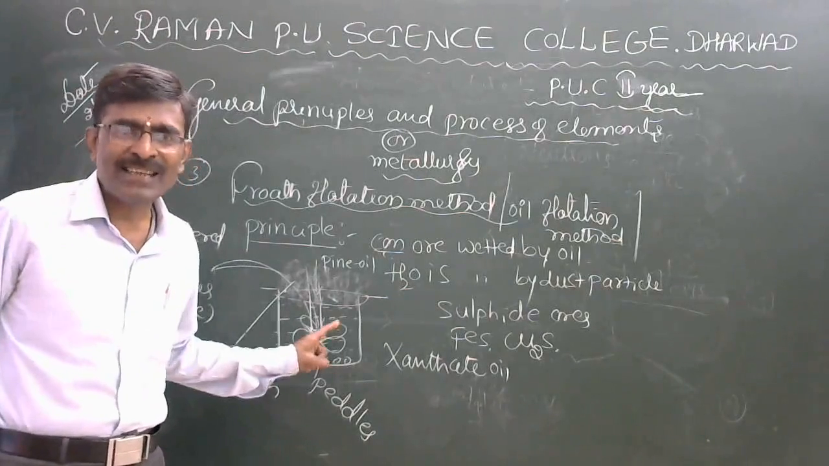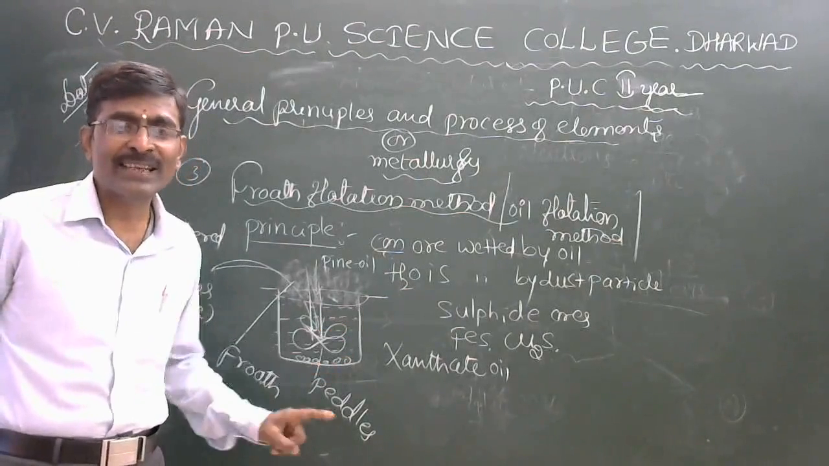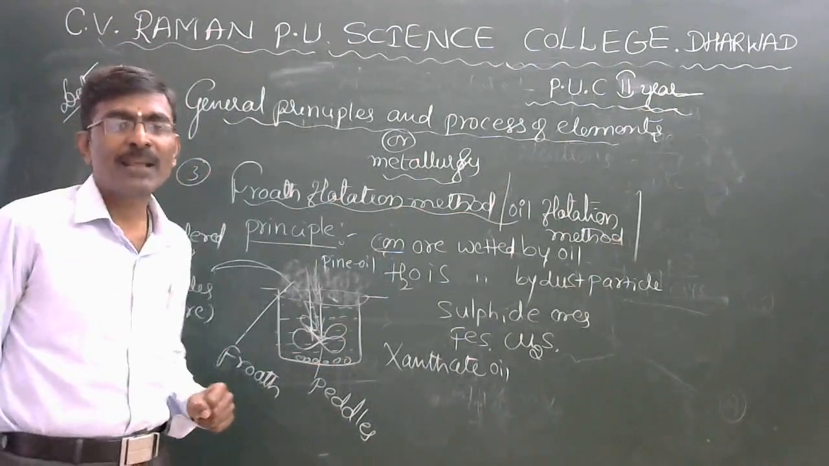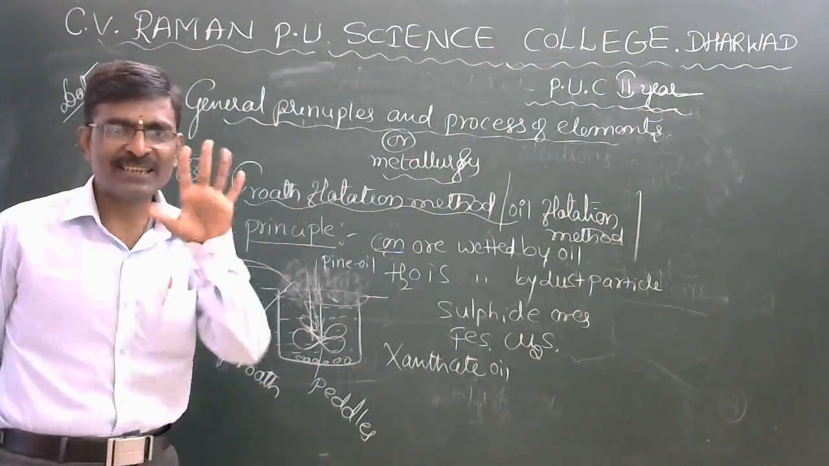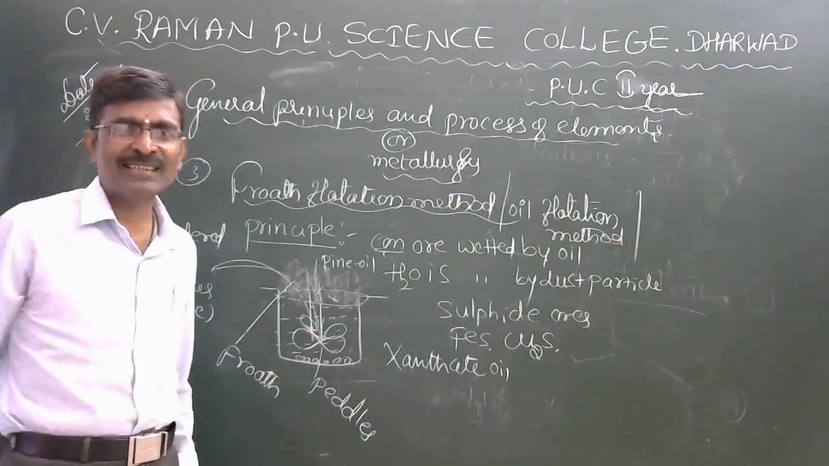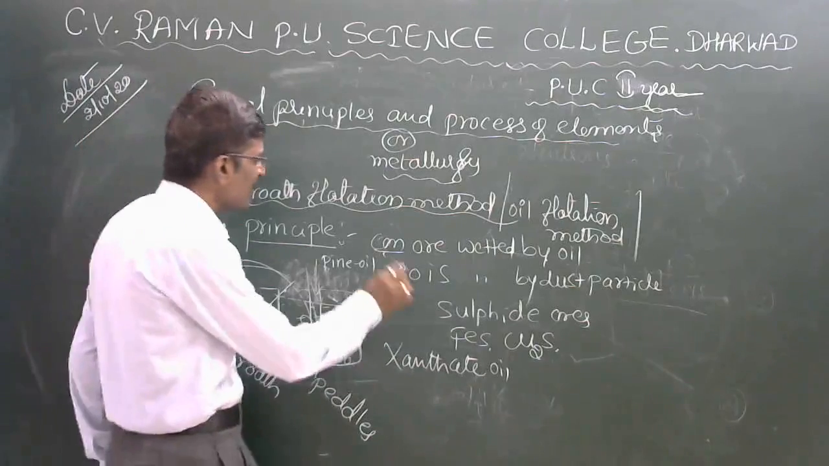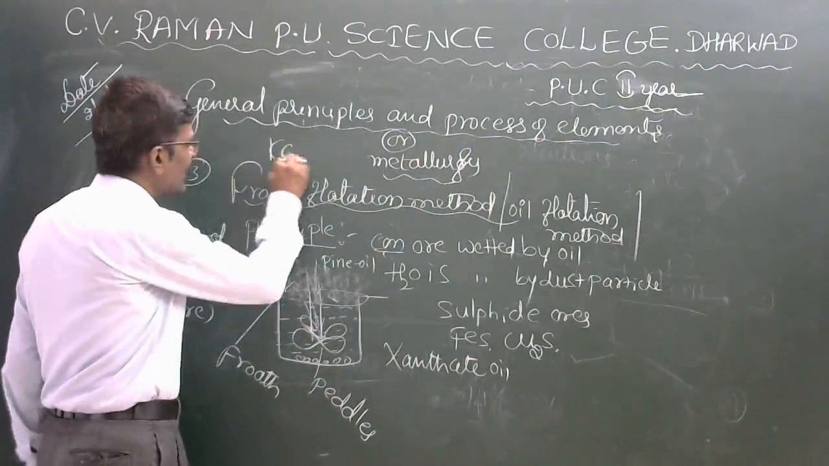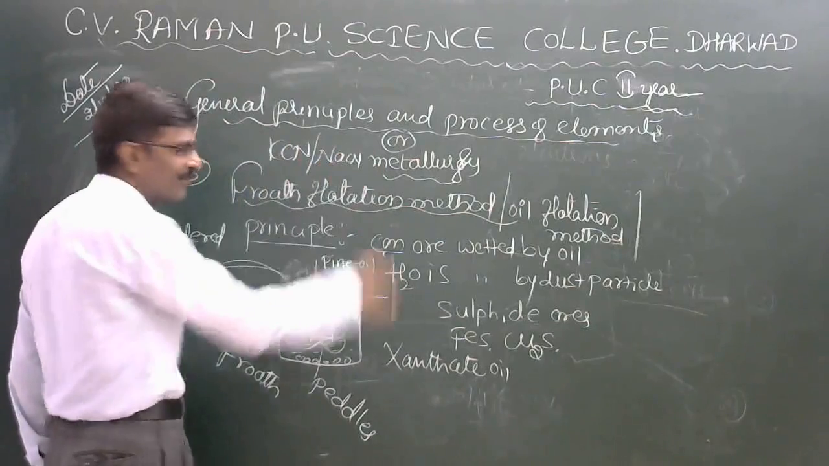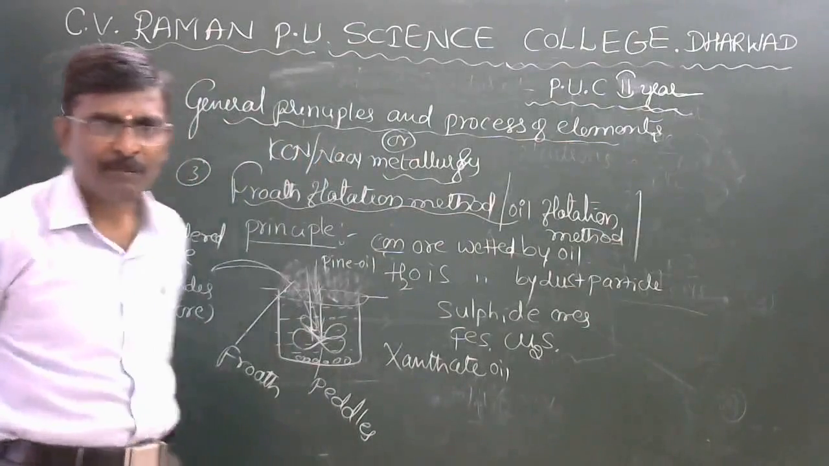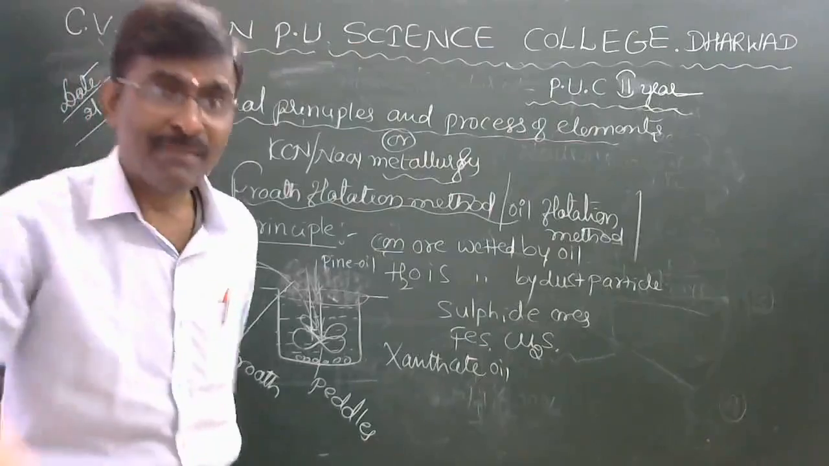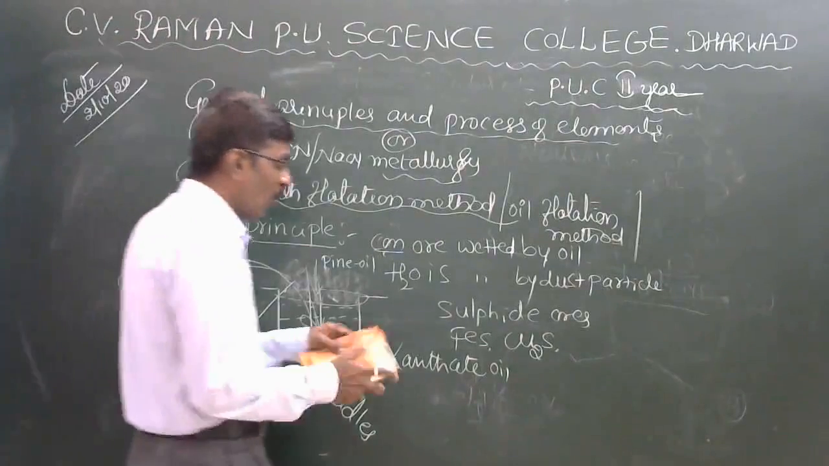Here depression adds one more important thing. It is cyanide, potassium cyanide (KCN) or sodium cyanide. It is a depressing agent. This is the important concept. Next, some more ores.